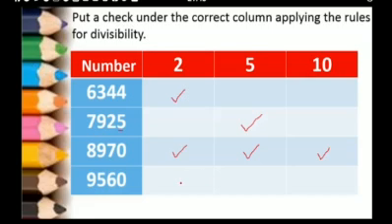How about 9,560? Is it divisible by 2? Yes, because the ending number 0 is an even number. How about 5? Is it divisible by 5? Yes, it is divisible by 5 because numbers that are divisible by 5 end in 5 or 0. And is it divisible by 10? Yes, it is divisible by 10 because the ending number of that number is 0. So therefore, it is divisible by 10.